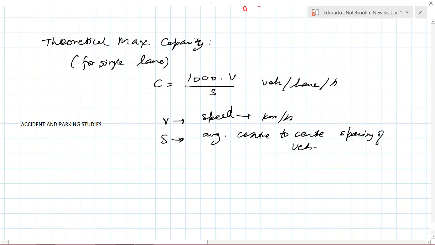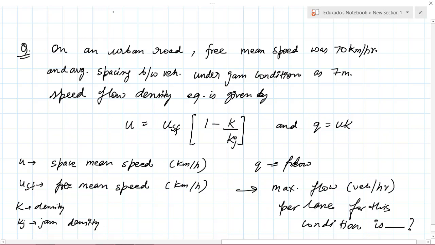Alright, now let's discuss two questions that came in GATE 2006 and 2012. Then after that we will dive into accident and parking studies. You will understand some of the symbols that are used, and then we will go for traffic signals and other things like rotary. Alright. So this is the question that came in GATE 2006.